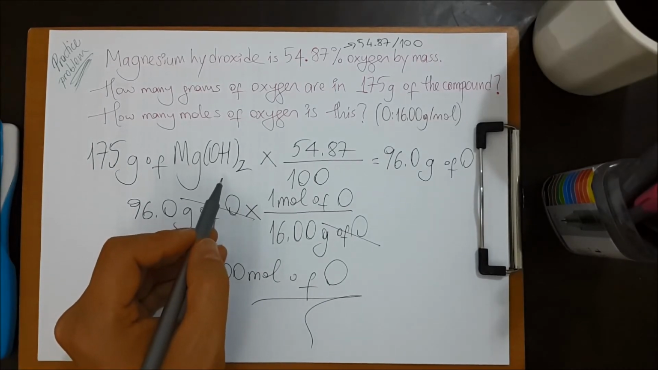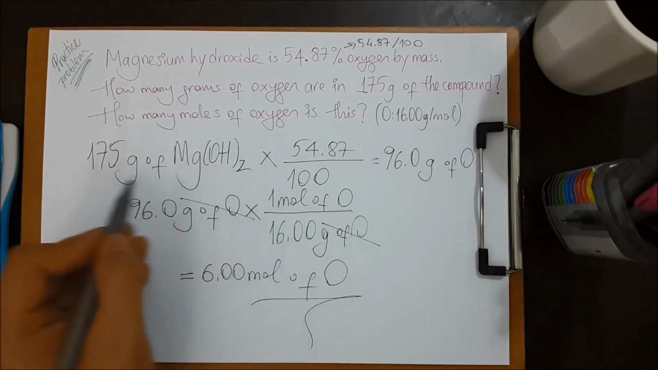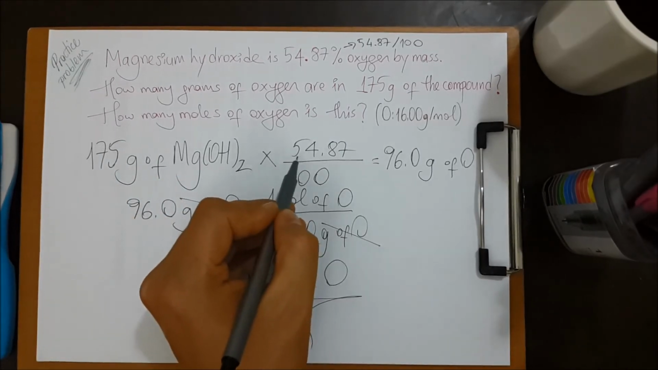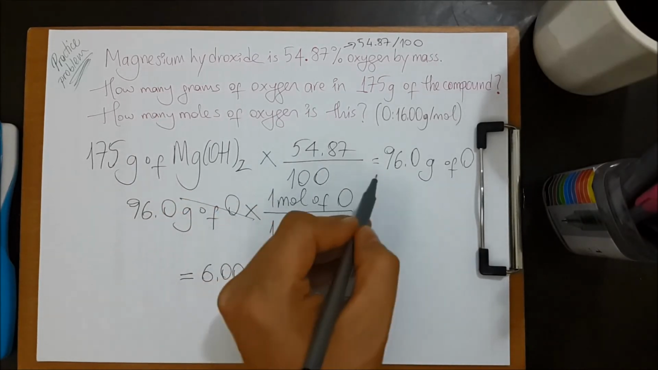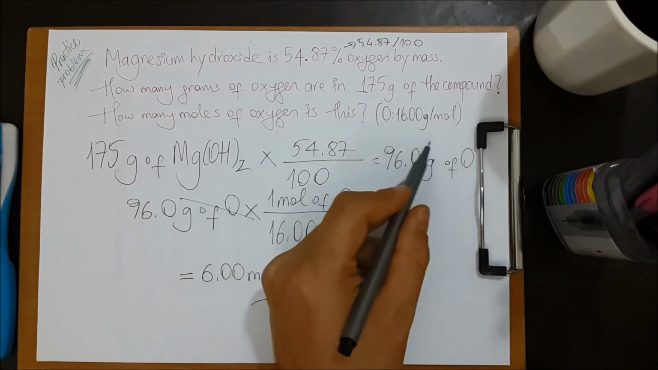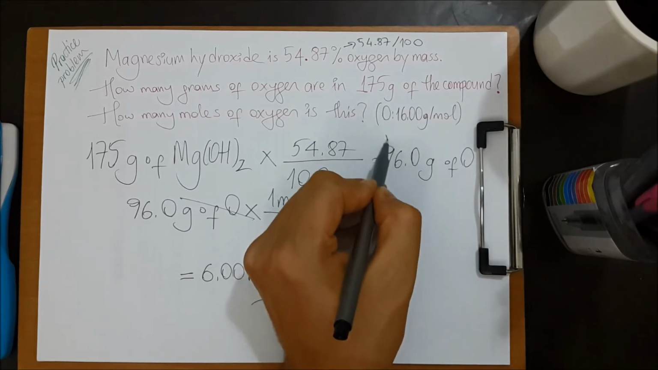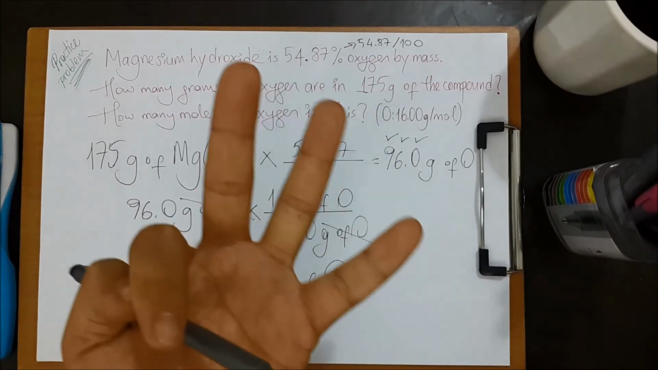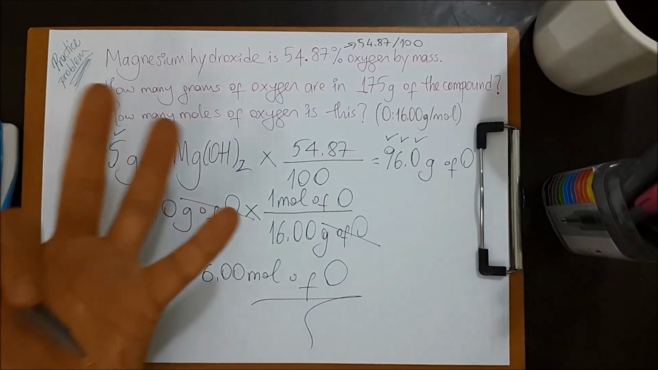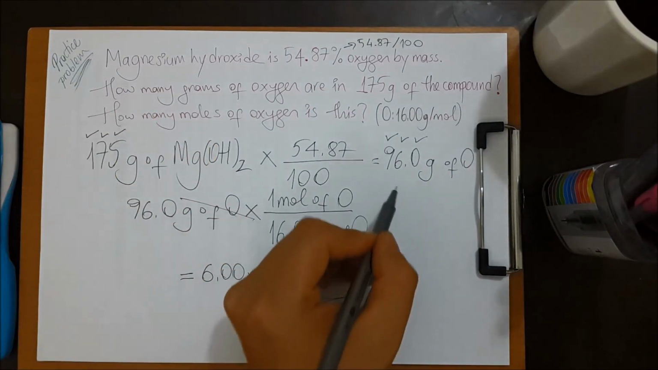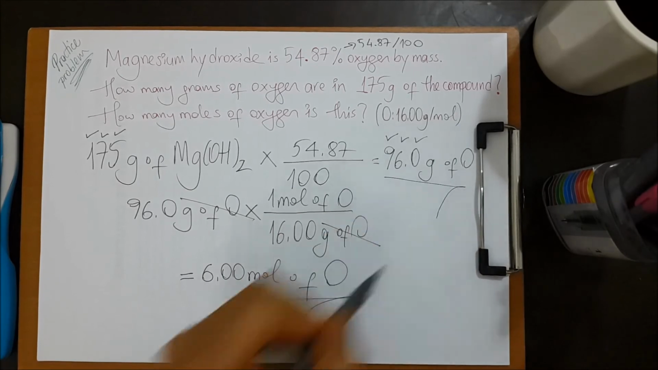I wonder how many grams of oxygen does it contain. So I must multiply the mass of compound by this percentage, 54.87 over 100, and it makes 96.0 grams. Why 96.0 grams? Because 1, 2, 3, I have 3 significant figures, and also in the given I have 3 significant figures. So I found the gram mass of oxygen here.